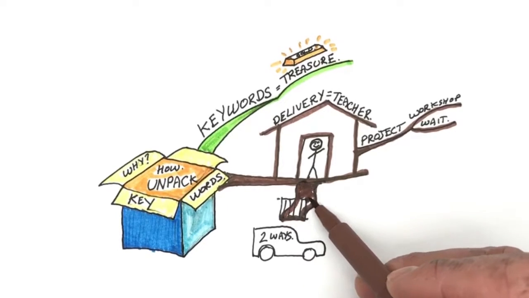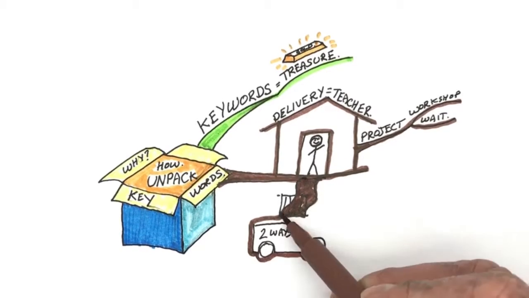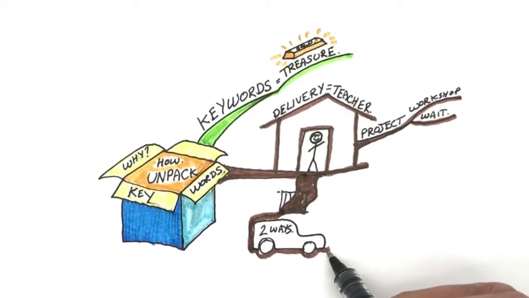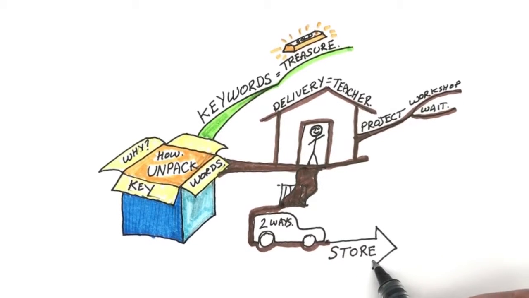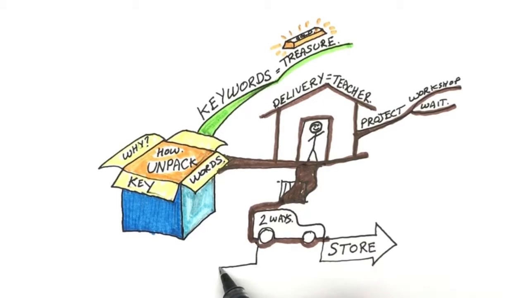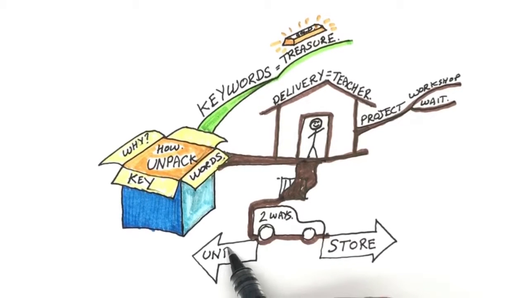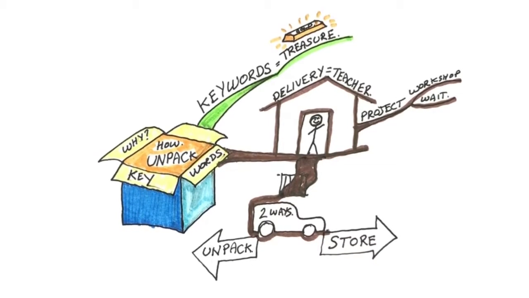But there are two ways you can take this information. Imagine the delivery driver is your teacher. You can get the information and store it, or you can unpack it. Now, storing it is like written notes, and unpacking it is like mind mapping. It takes a little bit more work with mind mapping because you've got to unpack the information, but it's worth it.